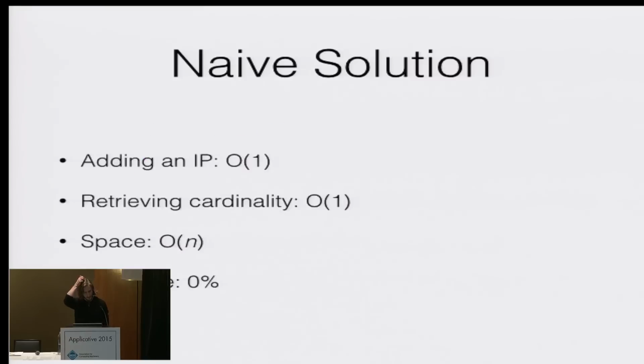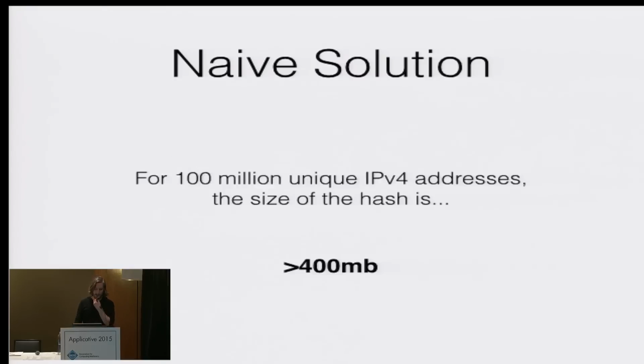The problem, cool. We can add an IP to it in O of 1. We can retrieve the cardinality in O of 1. But the problem is the space grows and grows and grows, right? So if we wanted to count 100 million unique 32-bit IP addresses, the size of the hash will necessarily be over 400 megs. That's just like the size of the raw data. And yeah, computers have a lot of memory these days, but this is just one 32-bit field. If we wanted to do this across a lot of things or across a lot of different fields, this would eventually become a problem.